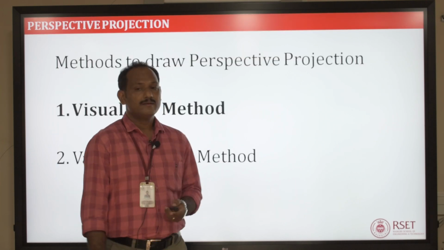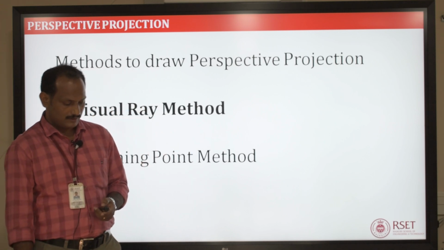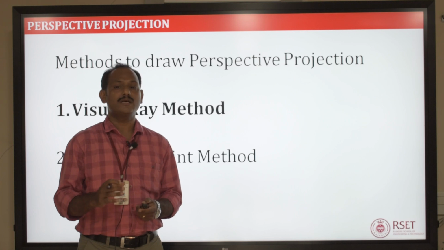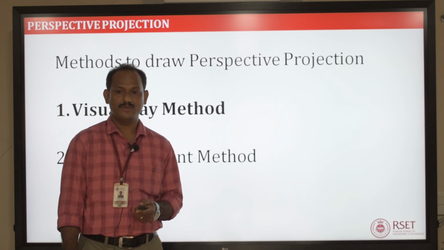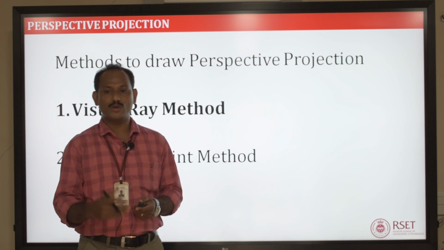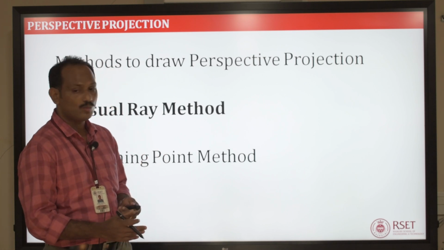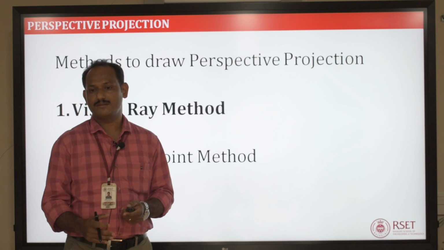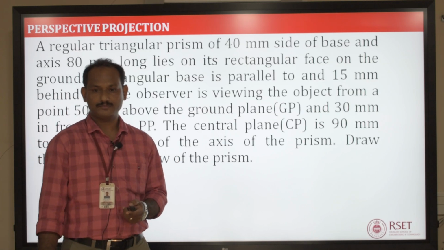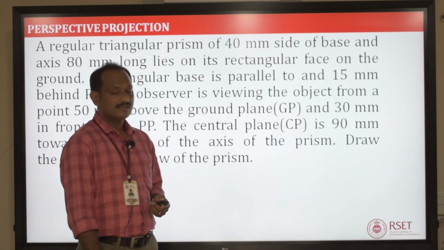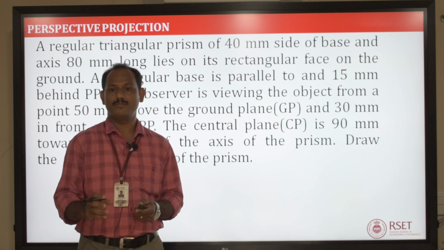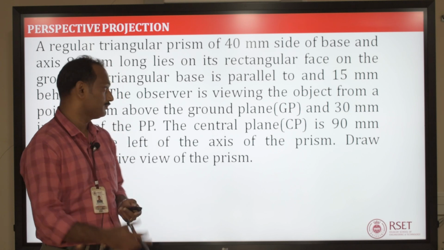Now, to draw the perspective projection, there are two methods. The first method is the visual ray method and the other one is the vanishing point method. We are discussing the visual ray method only here. Let us discuss the visual ray method by solving this problem.